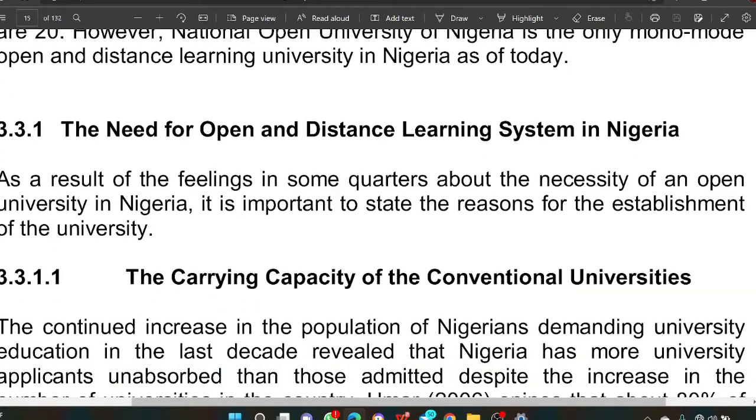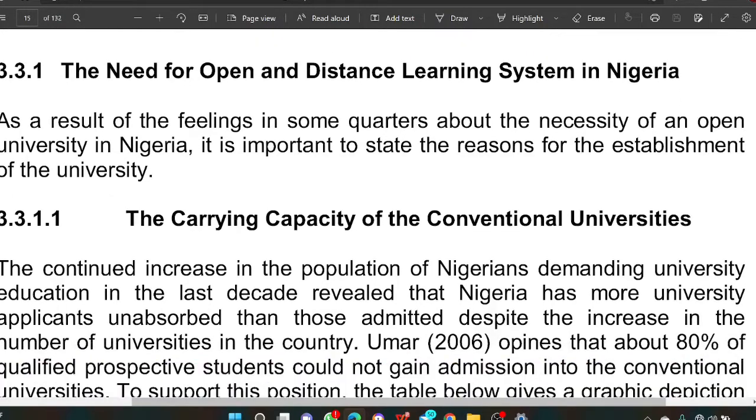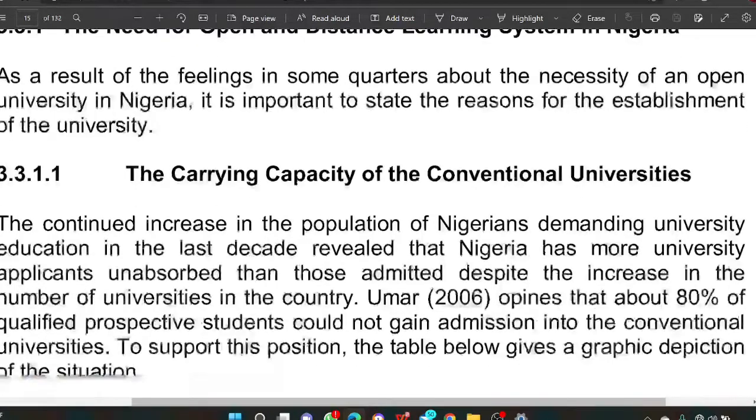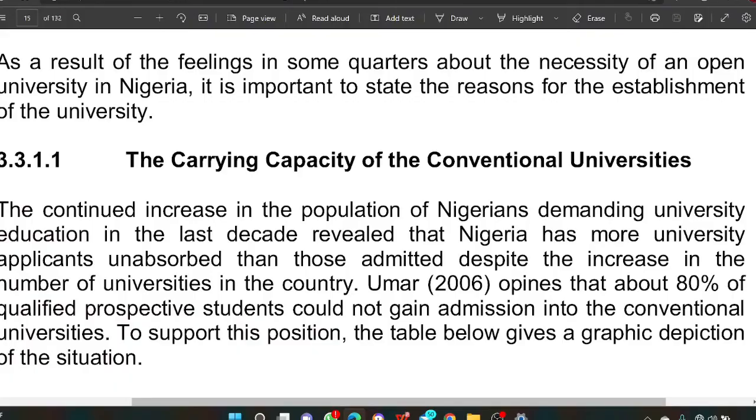The need for open and distance learning system in Nigeria. As a result of the feelings in some quarters about the necessity of an open university in Nigeria, it is important to state the reasons for the establishment of the university. The first is the carrying capacity of conventional universities.